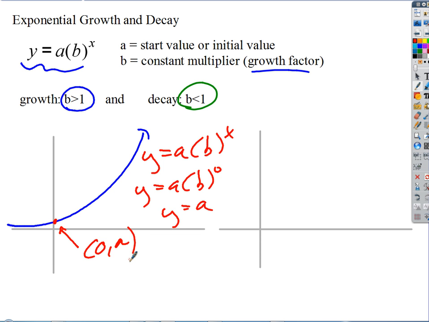So the y-intercept of an exponential growth or decay function is always just the initial value. Makes sense, doesn't it? That's why we call it the initial value, or the start value. That's the value we start at when x is 0. Okay, what does a decay function look like?